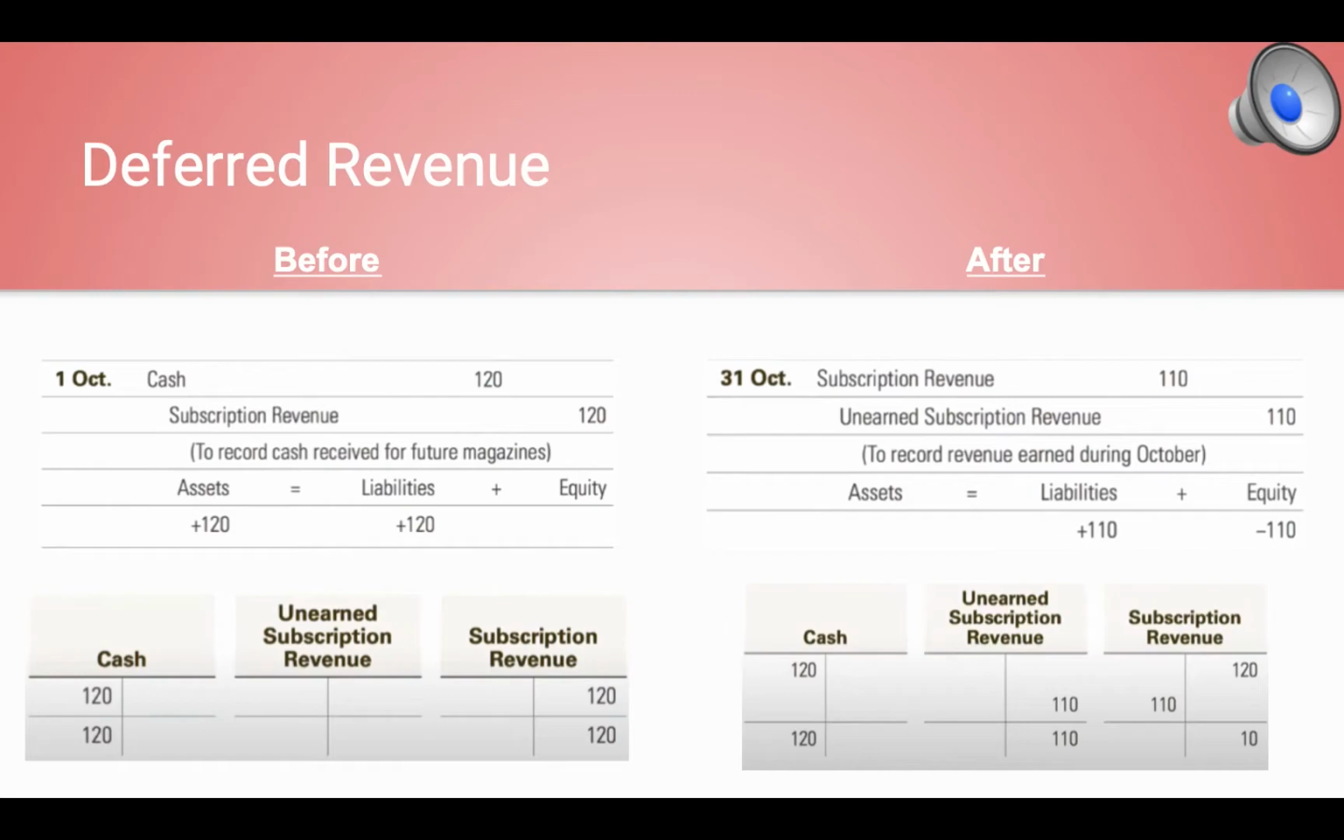Deferred revenues are when a business receives cash before either selling a good or providing a service. An example of deferred revenues could be an airline receiving your money before you fly. It is important to remember that when making an adjustment for this scenario, to debit liabilities and credit revenues.